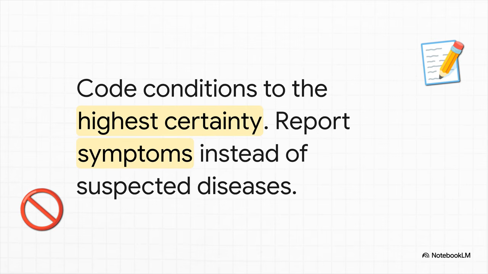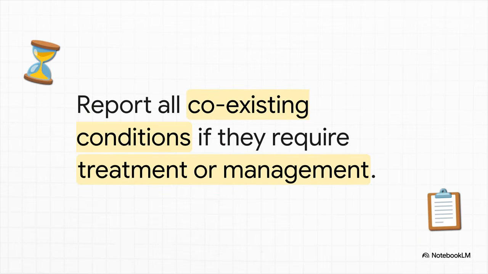So the crucial point is this. The outpatient rule says you must code conditions to the highest degree of certainty. If an outpatient diagnosis is unconfirmed, you cannot code the suspected disease. Instead, you've got to code the signs, the symptoms, the abnormal clinical findings, or the chief complaints that brought the patient in. For example, if a note says rule out appendicitis, you code the right lower quadrant abdominal pain, not the appendicitis. And right alongside that is the chronic conditions rule. You should always report all coexisting chronic conditions that exist at the exact time of the encounter, provided they require treatment, management, or clinical evaluation by the provider during that specific visit.